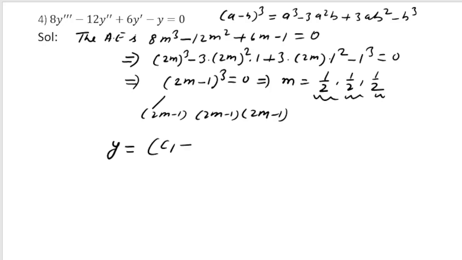So what will be the general solution? I will write c1 plus c2x, and the root is repeated 3 times, so I will write c3x square, e to the power 1 by 2x. So this is how we write the general solution.